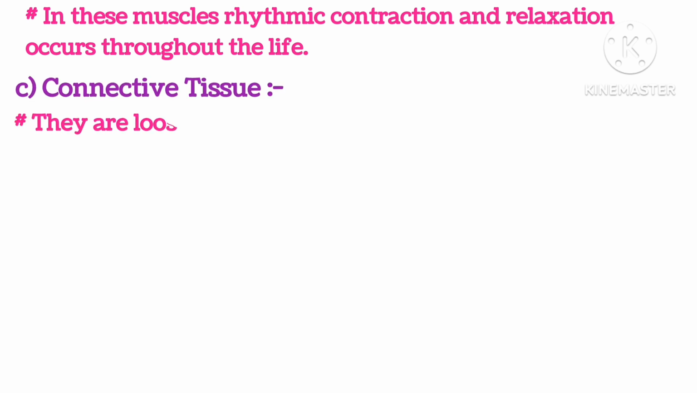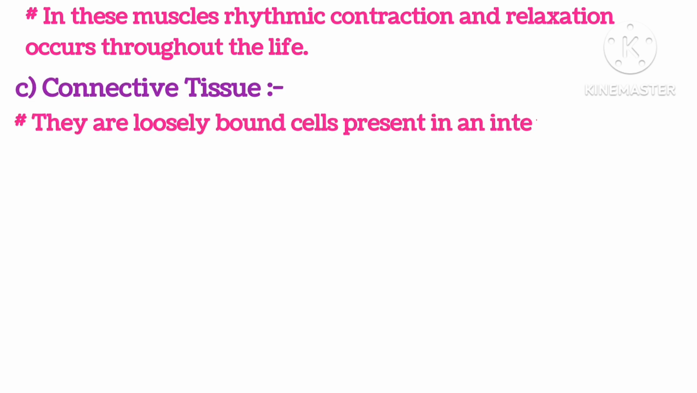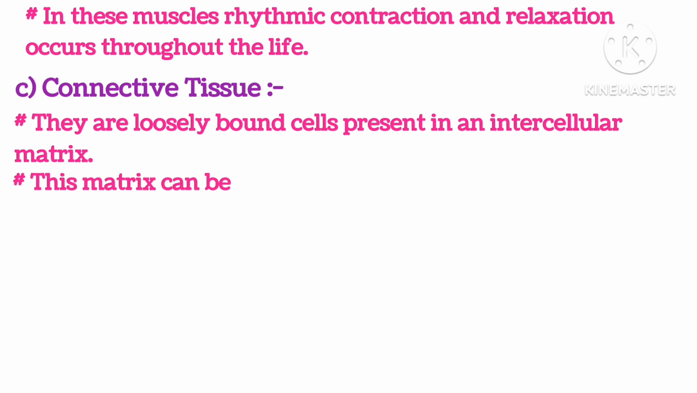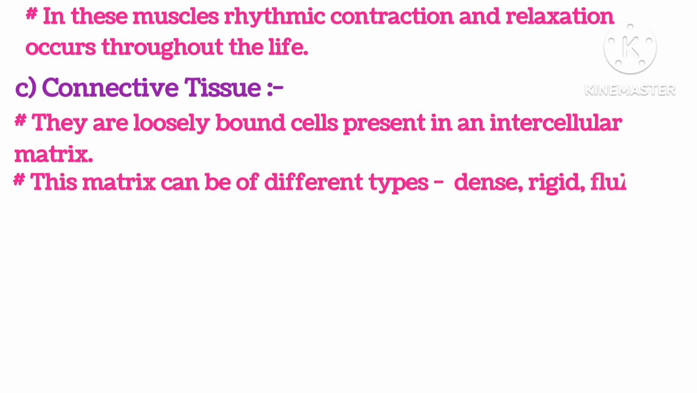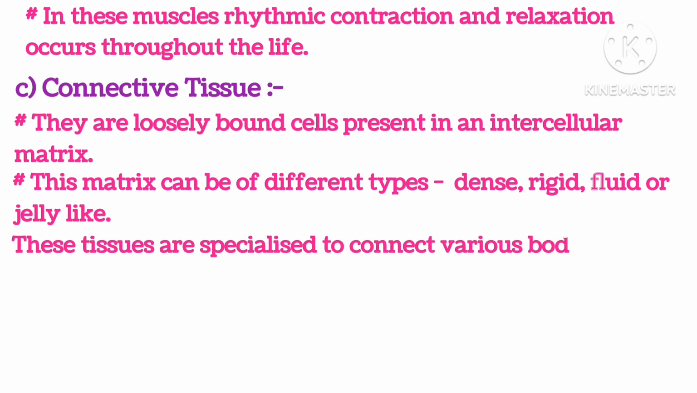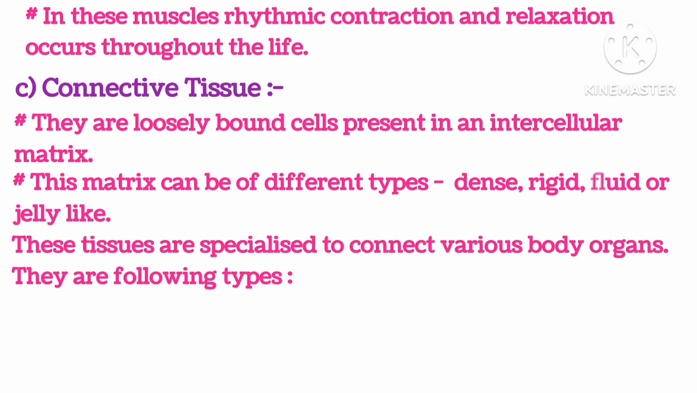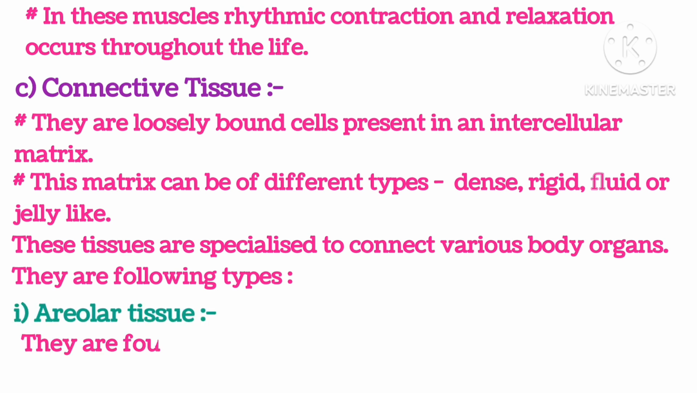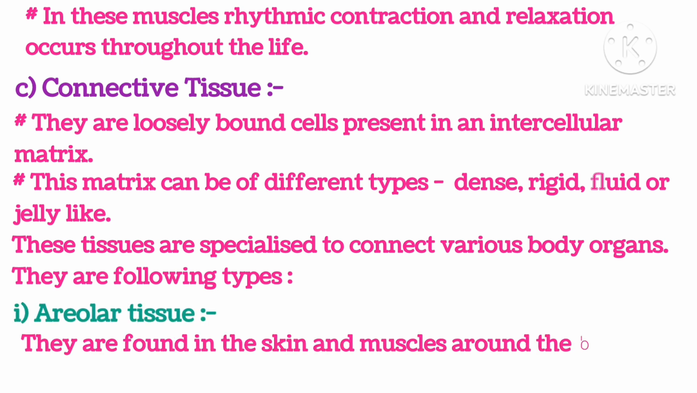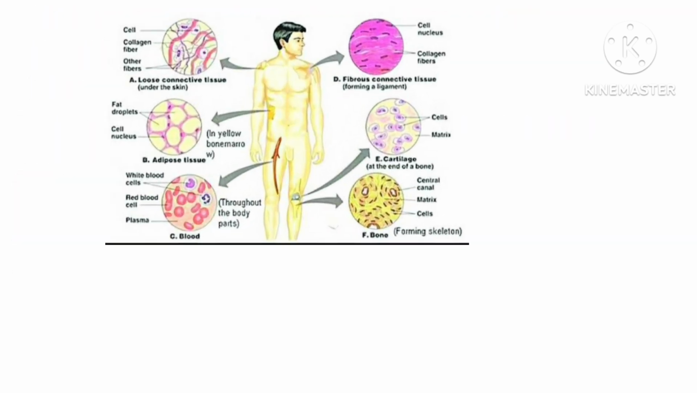Next is connective tissue. They are loosely bound cells present in an intercellular matrix. This matrix can be of different types: dense, rigid, fluid or jelly-like. These tissues are specialized to connect various body organs and are of the following types. First is areolar tissue, which is found in the skin and muscles, around blood vessels and nerves, etc. You can see here in the picture.